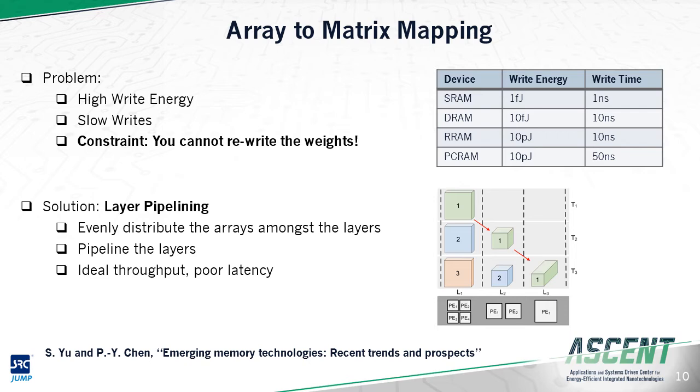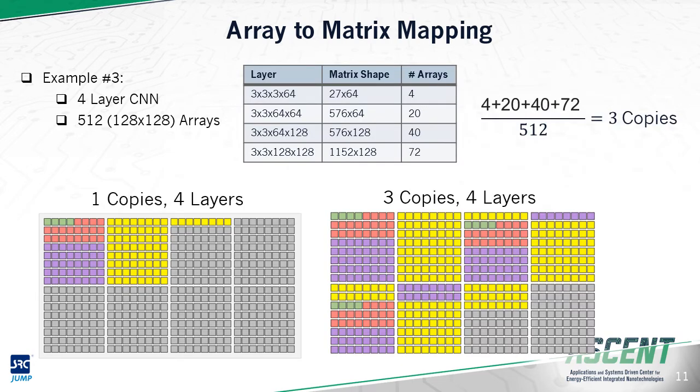For illustration, we reference the figure on the right-hand side where, in each time slice, each hardware unit is processing a certain layer, but data from a different input batch. This allows us to achieve ideal throughput at the cost of higher latency. So now we can try to perform allocation for our CNN. In the figure on the bottom left, we map a single copy of our CNN to the 512 array hardware. Noting that we have many arrays left over, we can compute the maximum number of duplicates by dividing 512 by the total number of arrays required to store a single copy. In this case, the floor of that number is 3, so we can copy our CNN 3 times.